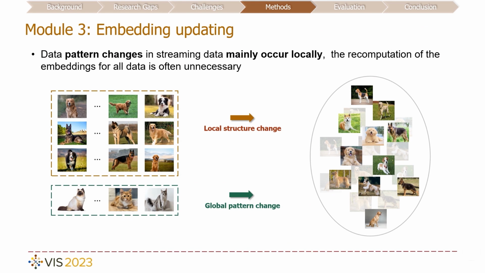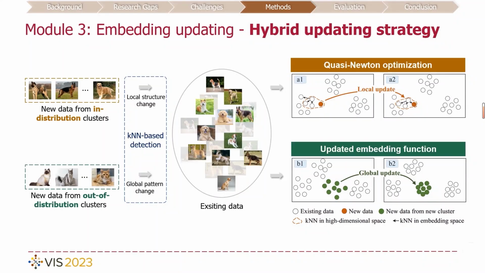During the embedding updating process, existing methods typically entail recomputing embeddings for all data, which can lead to significant computational overhead. However, in streaming data, pattern changes mostly occur locally, making the complete recomputation of embeddings for all data often unnecessary. As a solution, we introduce a hybrid embedding updating strategy built on a divide and conquer principle. Initially, we employ a KNN-based detection algorithm to discern changes in local structures or global patterns. In cases of local structure changes, we update local embeddings using a Gauss-Newton optimization method. When global pattern changes are detected, we use the updated embedding function to recalculate embeddings for all data.